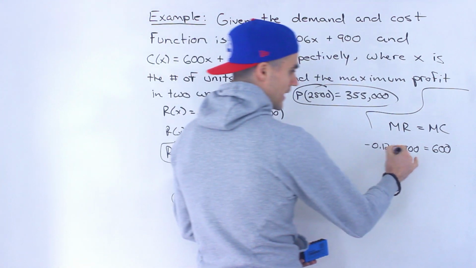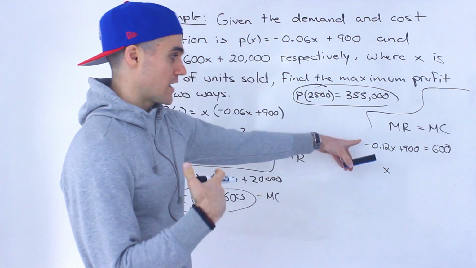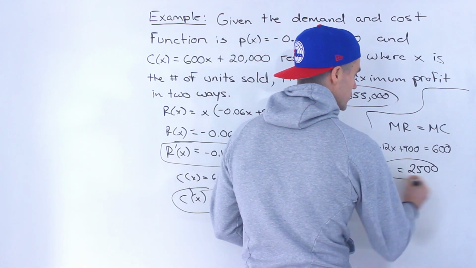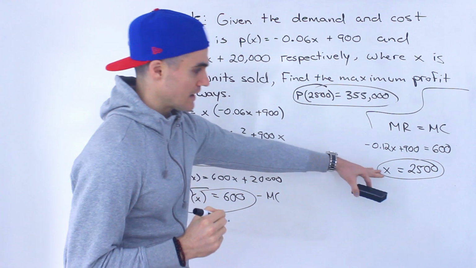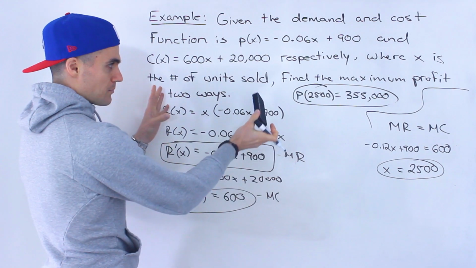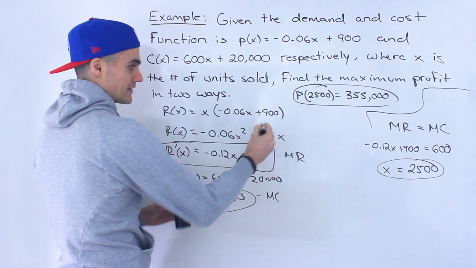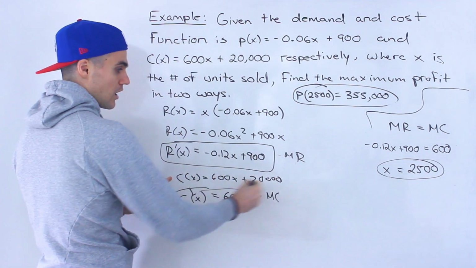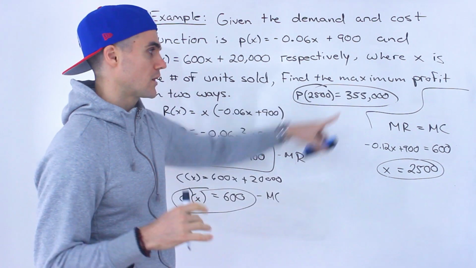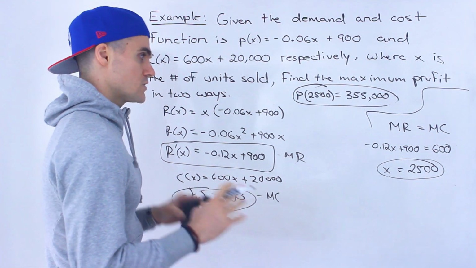And notice when we solve for that x value, bring the 900 over, so 600 minus 900 is negative 300, divided by negative 0.12. The negatives would cancel out. We'd end up getting that same value of 2,500. And then when we take that value of 2,500, in this case we don't have the profit function like we did before, but you could plug 2,500 into the revenue function, get the revenue for 2,500 units, then plug it into the cost function for 2,500 units, and get the difference between those. It's going to be 355,000 again. All right, so two different ways to do it.